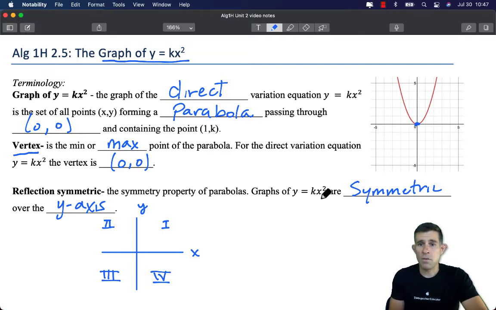The graph of y equals kx squared is going to be symmetric over the y-axis. And you can see here that this branch in quadrant 1 is just a reflection of the branch in quadrant 2. Now, if you don't remember the quadrants of the coordinate plane, I sketched out a little xy axis here for you for quick reference. We start in the top right-hand corner with quadrant 1, then moving over to the top left is quadrant 2, bottom left is quadrant 3, and then quadrant 4 is our lower right.